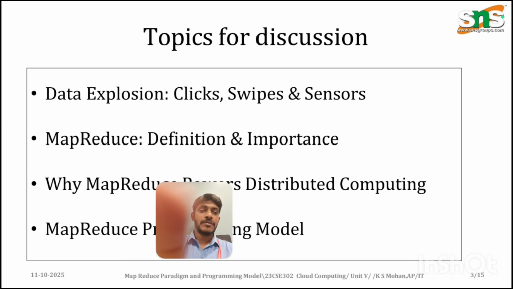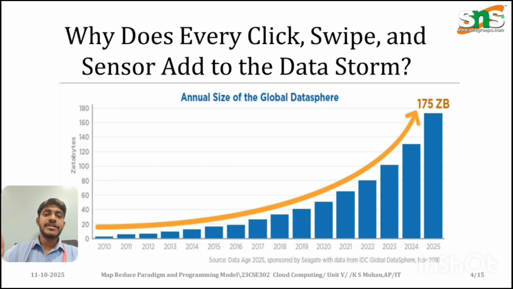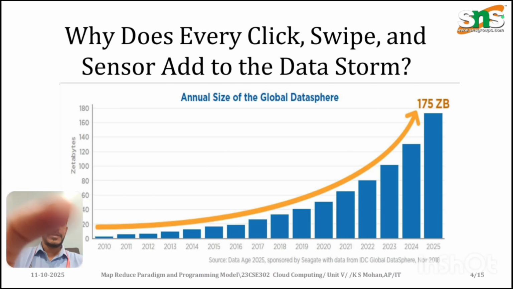Today's topic: we have a discussion about the data explosion, how clicks, swipes and sensors contribute. Then MapReduce, the MapReduce definition and importance, the power of the distribution system in MapReduce, and the MapReduce programming models. Let's start. In this picture we can see the zettabytes by year. The x-axis denotes the year from 2010 to 2025 and the y-axis denotes zettabytes. Every click, swipe and sensor is added to the data storm.